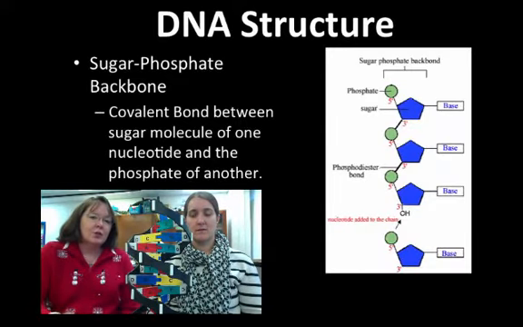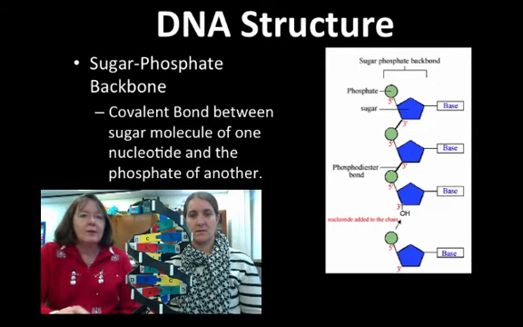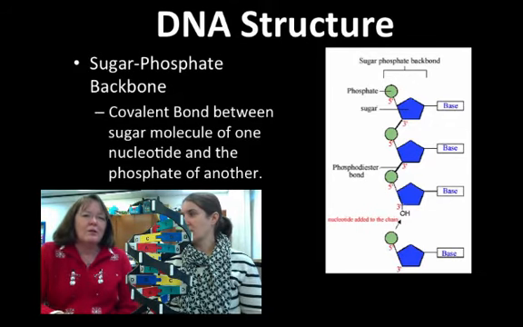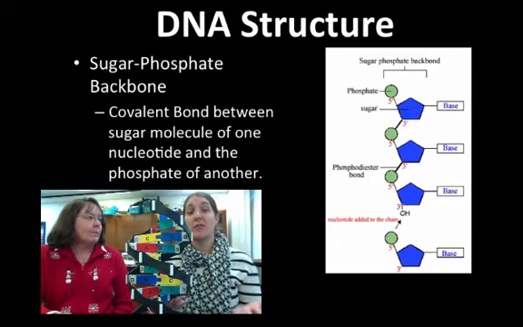So when we talk about the sugar-phosphate backbone, we need to talk about the covalent bonds that form between the sugar molecule and a nucleotide. Another name for that is a phosphodiester bond, but we really don't need to know that. We just need to review, covalent bond. Right. And covalent bonds are strong bonds.